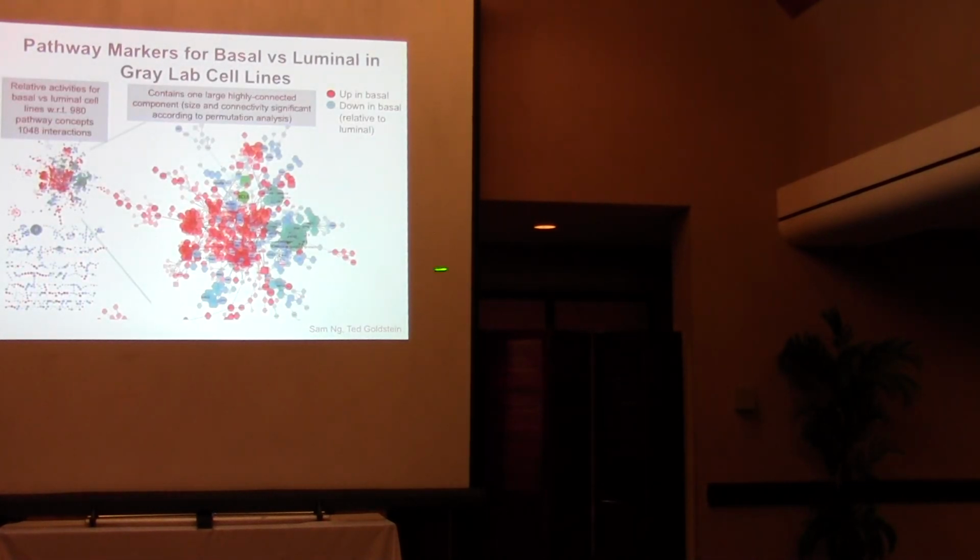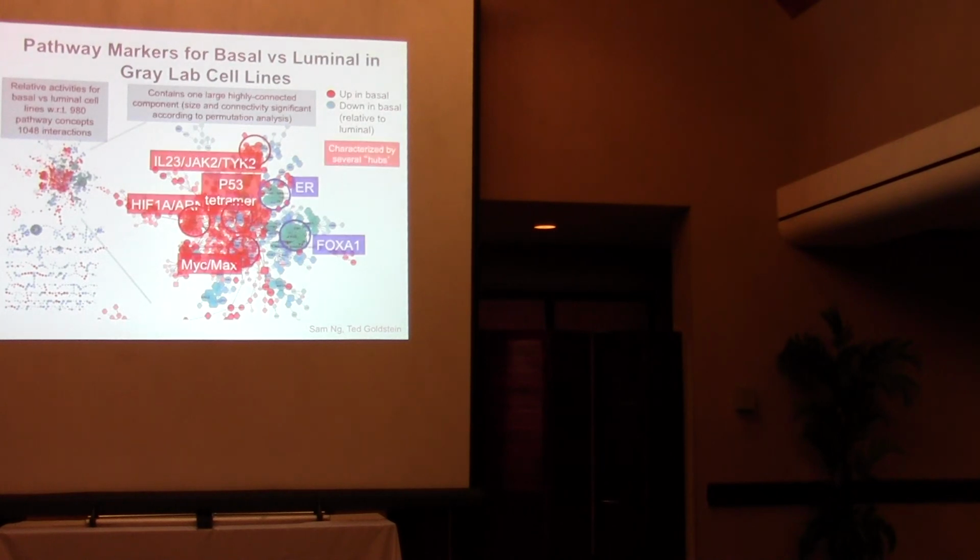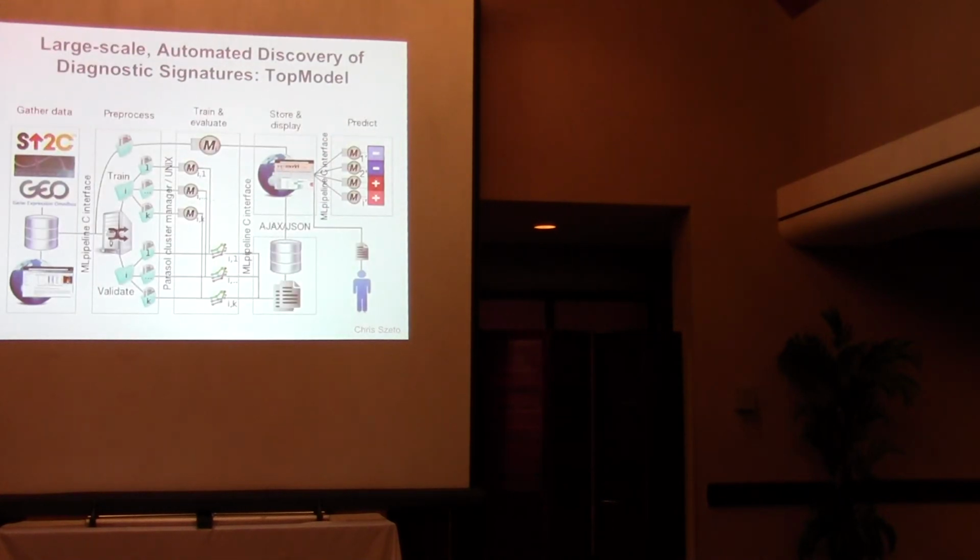And so if you look at basal versus luminal, you can actually distinguish things that are overly active in basal versus luminal and overly active in luminal versus basal. So a number of studies are using this information now to better understand the underlying cancer mechanism. So this is all about getting at mechanism, which is a prelude to getting at treatment. I'm actually at the end here.